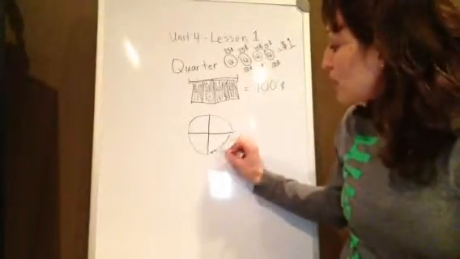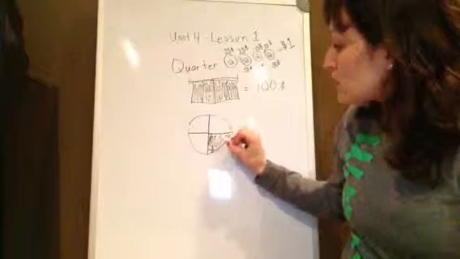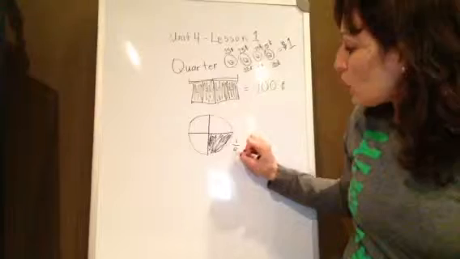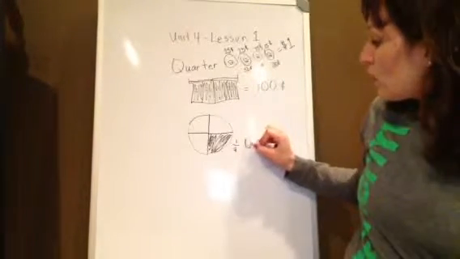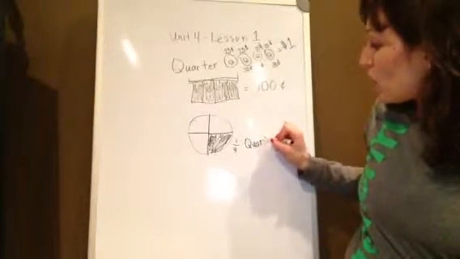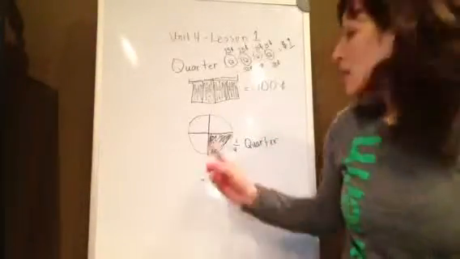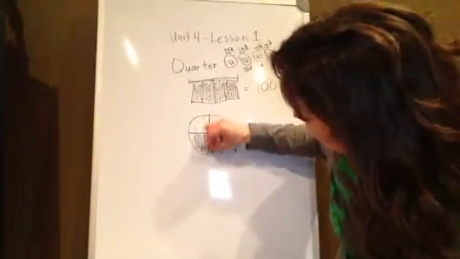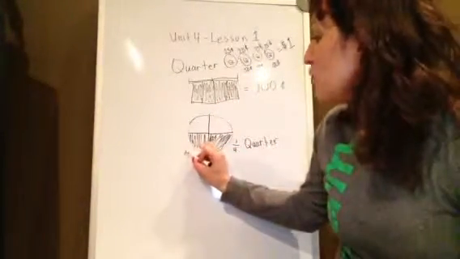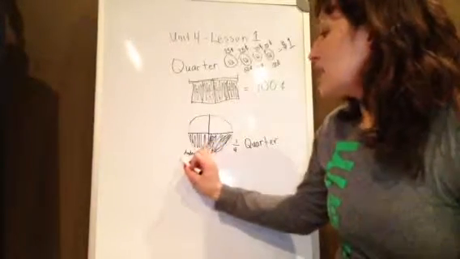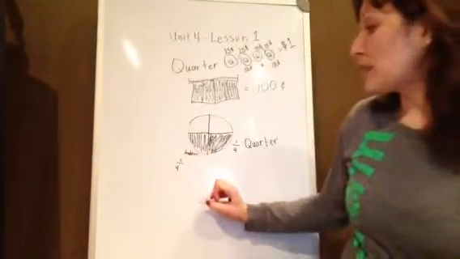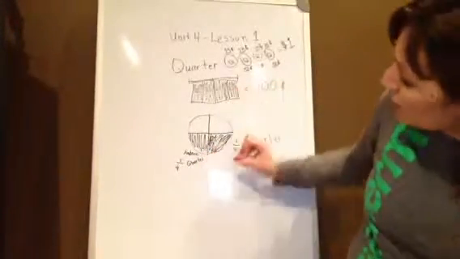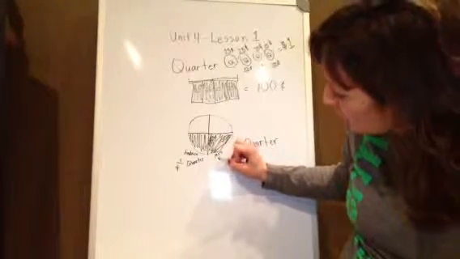If I ate one of my pieces of pizza, this one's the one Mrs. Reed's going to eat, then I ate 1 quarter, or 1/4. We could also call that a quarter of the pizza. If my friend Andrew eats this piece of pizza, we're going to label this Andrew, he's going to eat 1 of the 4 pieces, which is a quarter of the pizza. And Mrs. Reed right here, this is how much I ate.